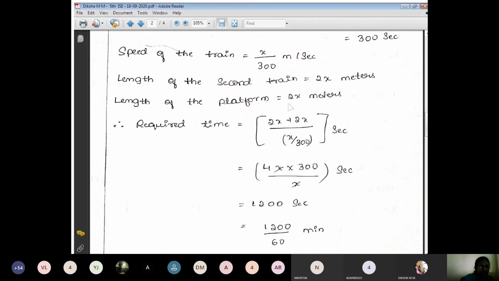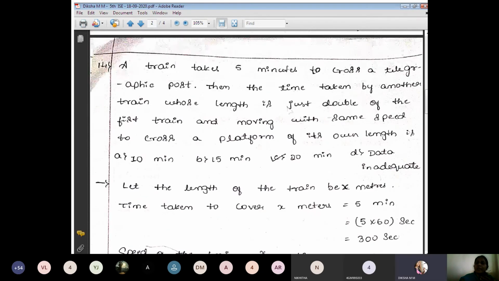So that is why you have taken the length of the platform as 2x. The second train, where they have mentioned another train whose length is just double of the first train and moving with the same speed to cross a platform of its own length. What is that? They stop there itself. Yes.